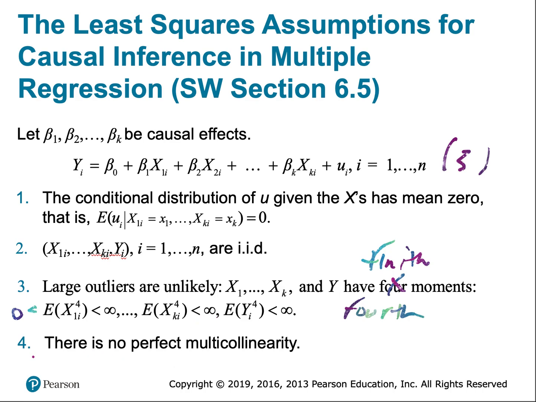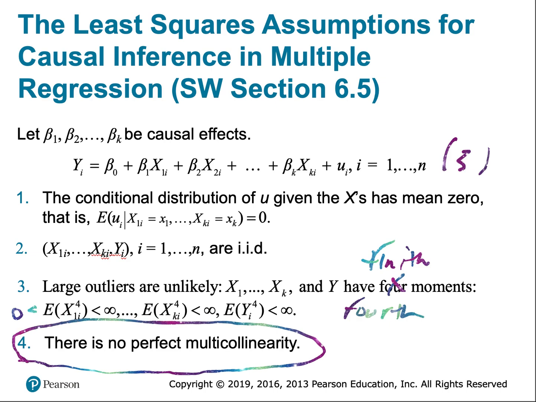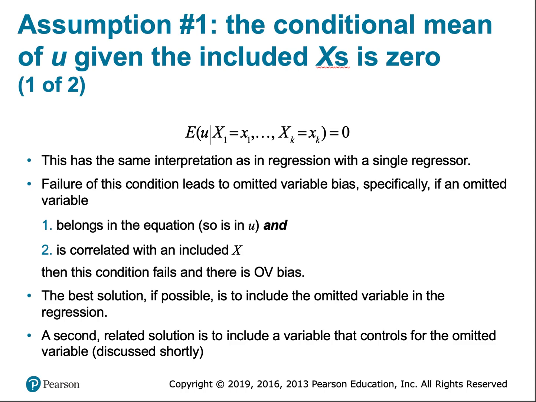Number 4 is new to the party. Number 4 states that there's no perfect multicollinearity, which basically states that one regressor is not a perfect linear representation of another regressor. We will spend time thinking about that. Let's look at assumption 1 first.